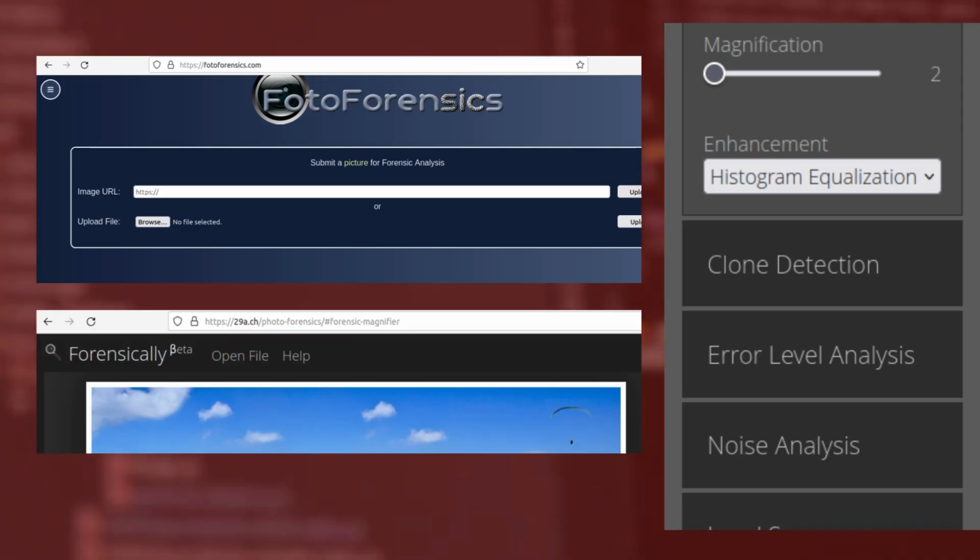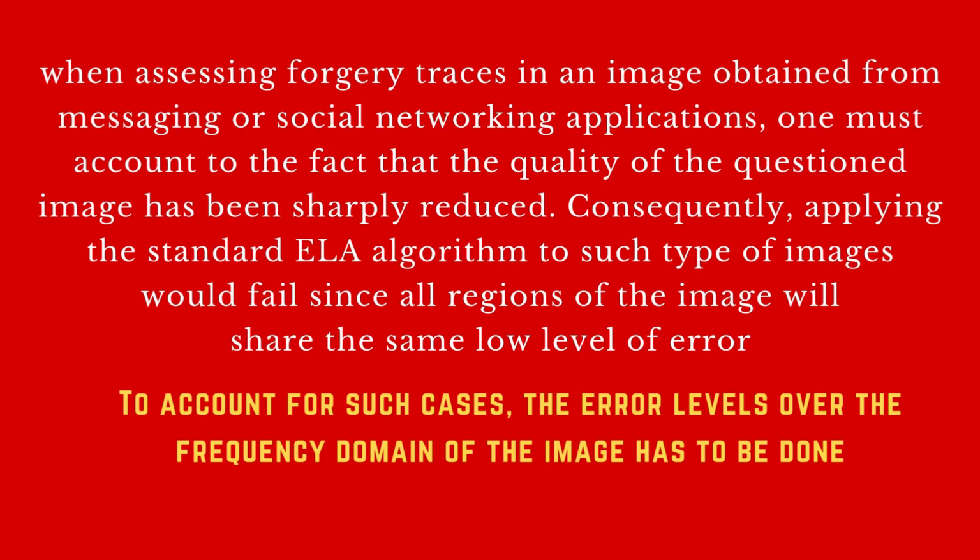You may have used free online tools like photoforensics or forensically to examine the image and concluded that it is not manipulated. However, let's conduct a more in-depth analysis to verify the findings. When assessing forgery traces in an image obtained from messaging or social networking applications, one must account for the fact that the quality of the questioned image has been sharply reduced. Consequently, applying the standard ELA algorithm to such images would fail, since all regions of the image will share the same low level of error.